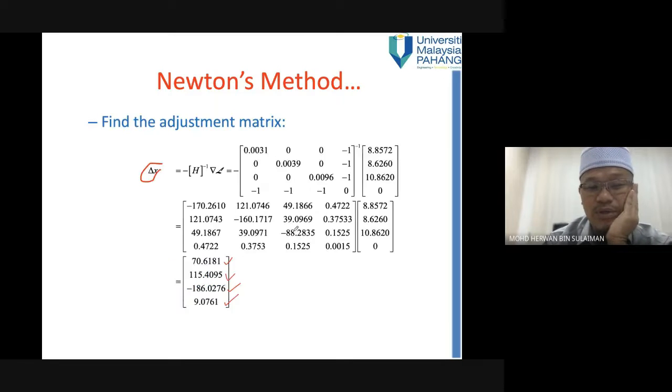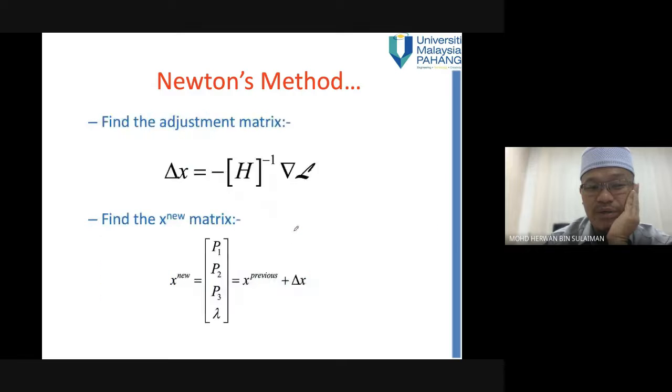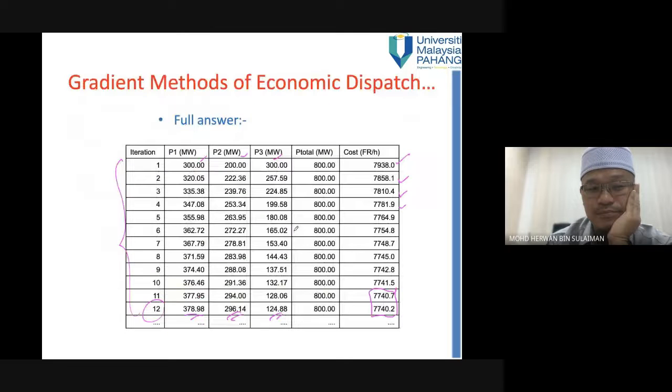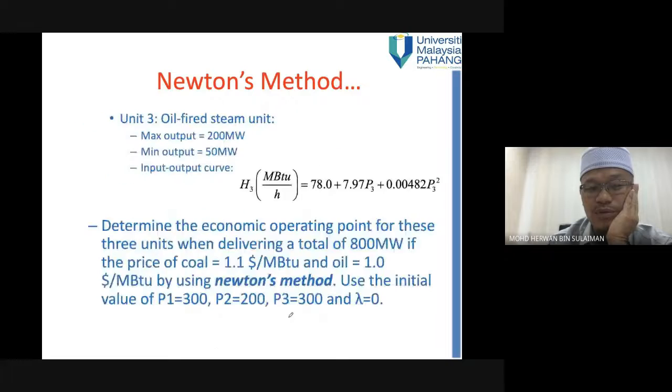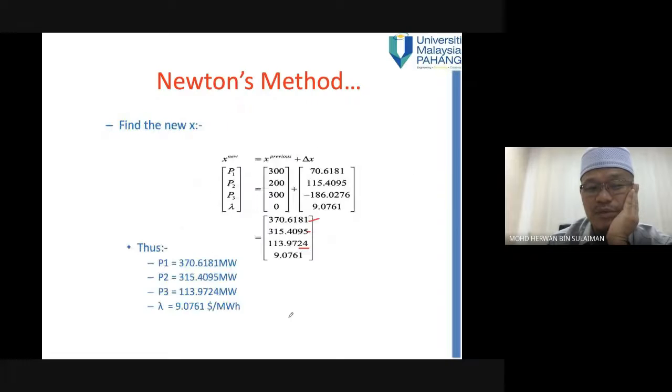So kalau tengok balik jawapan yang ini dengan jawapan gradient tadi. Ini 378, 296, 124. Ini dapat 370. Lain sikit. Boleh compare lah. Cuba compare. Cuba masuk value ni, dapat balik berapa dia punya cost. Cuba kira cost dia berapa.